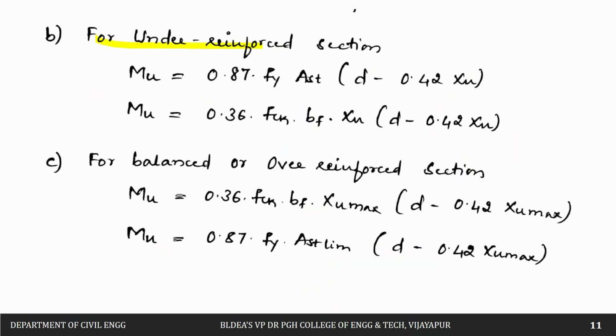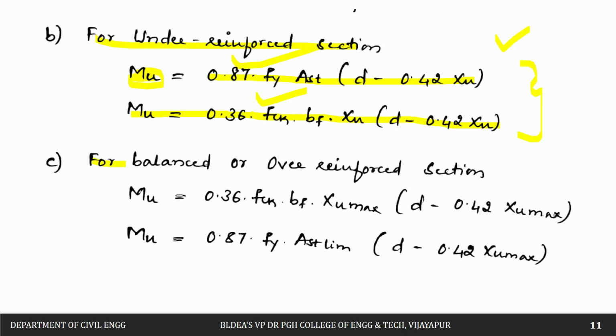Next, for an under-reinforced section, the moment resisting capacity formula, which is also given in the code book, is 0.87 Fy into AST into bracket of d minus 0.42 XU. This is due to the total tensile force. Due to the compressive forces, it will be 0.36 FCK into BF into XU into d minus 0.42 XU.